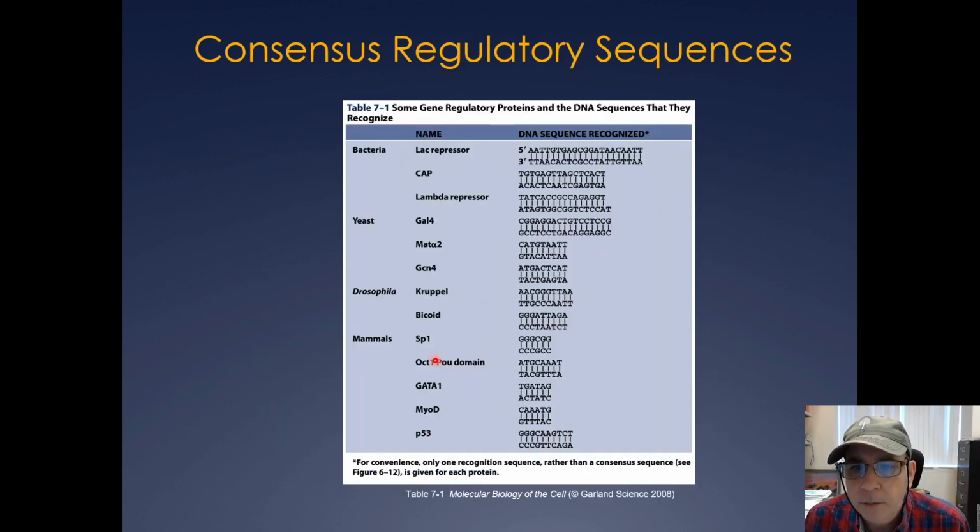Here's just a slide showing the different consensus DNA binding sequences of the different regulatory proteins in a whole bunch of different organisms like bacteria, yeast, Drosophila, and mammals. Okay, so you guys have all probably heard about the LAC repressor, LAC-O. This is the LAC operator sequence, and the LAC repressor can bind here. In yeast, a famous transcription factor is GAL4, and this is the DNA sequence that it binds to. In Drosophila, we'll see in the next part of the section, there are two transcription factors, Kruppel and bicoid, and here are their consensus sequences. And then here are some famous transcription factors in mammalian cells. P53 is a tumor suppressor, and this is its consensus sequence down here.